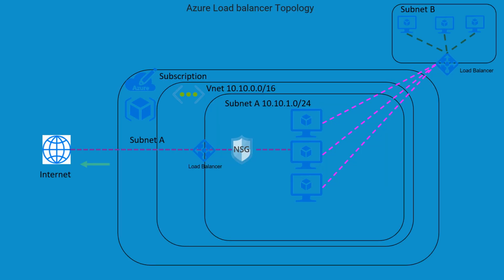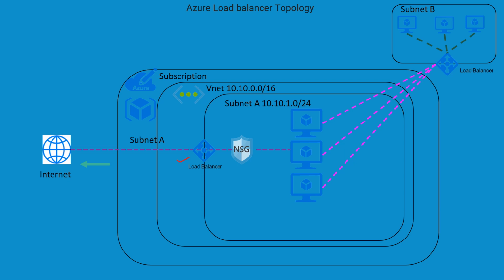Let's take a look at Azure Load Balancer topology. As I mentioned previously, your load balancer can be public or internal or private. So when I'm saying internal, it means it's a private load balancer. Azure offers both public and internal load balancers. Public load balancers have a public IP address. So for example, in this topology, I have this load balancer as public. It means I need to assign a front-end public IP address to this load balancer.